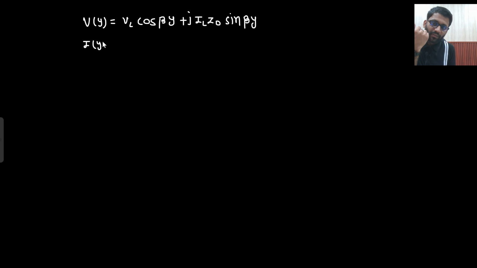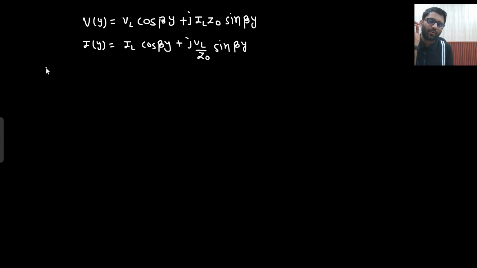And if I talk about I at Y, that is equal to IL cos beta Y plus j VL by Z naught sin beta Y. Now here if I put Y equals to 0, Y equals to 0 means load. At load condition, because cos 0 is 1 and sin 0 is 0, you are getting VL only and here you are getting IL. So this is not giving me anything.